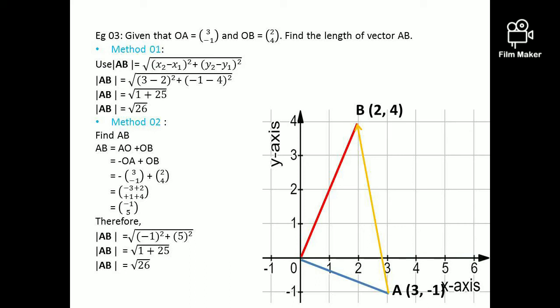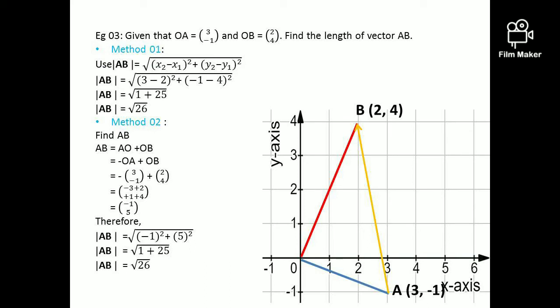Right. Then if I obtain the expression for AB, that is AO plus OB, but the available vector component is OA, then I can say vector AO is minus vector OA, that is coming under negative vector theory. Then we can say AB is equal to minus OA plus OB. OA is (3, -1) plus OB, OB is (2, 4).